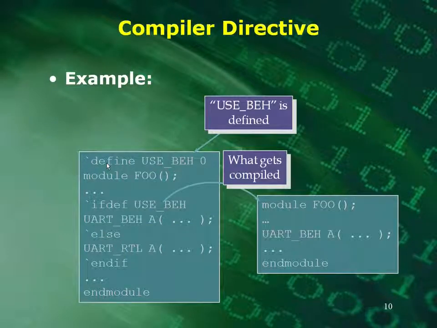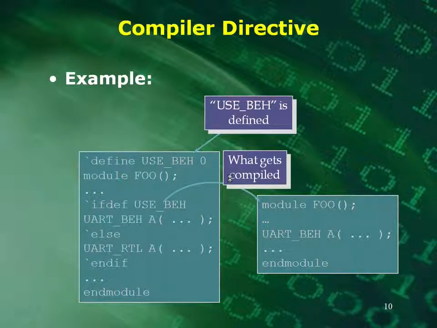So let's look at an example. Here I've said define USE_BEH, or in this case a behavioral model versus an RTL model. Notice I said 0. It doesn't have to have anything there if I don't want, because all I'm looking for is to see if it's defined here as to whether or not I'm going to do this UART instantiation or this UART instantiation. In this case, because USE_BEH is defined, it's going to substitute the UART_BEH. So it'd be the same as doing this. UART_BEH is what gets compiled.